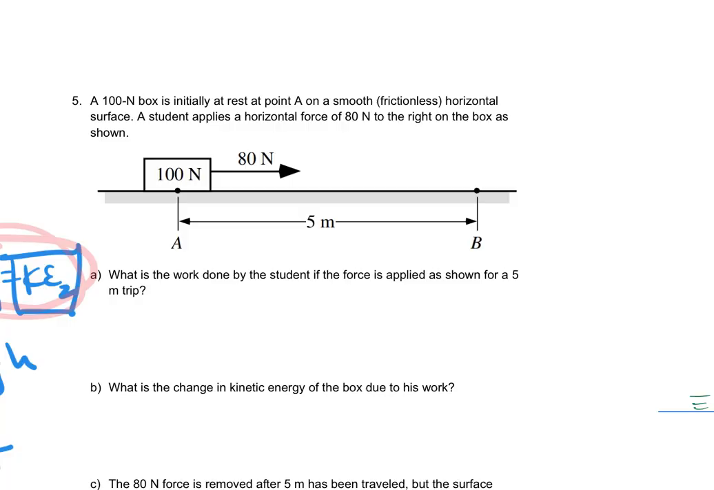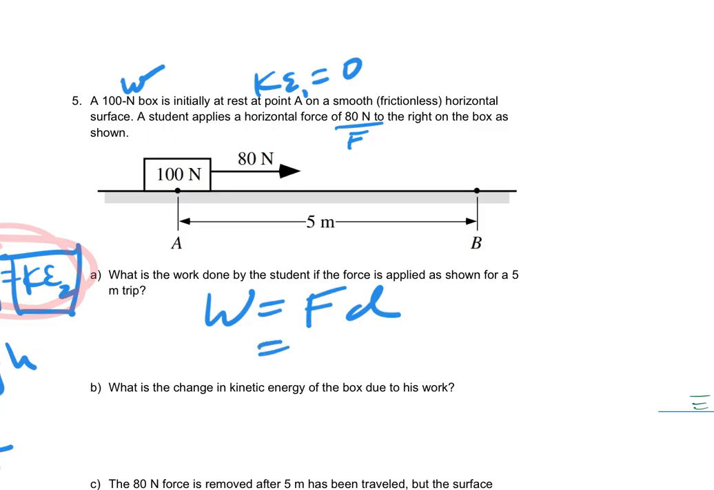Okay, so this one, 100 Newton box. That's the weight of the box. It's at rest, so KE initial is 0. Horizontal force, so that's just the force of push. What's the work done by a student if the force applied is shown for a 5-meter trip? Okay, work equals F times d. If you look at the first equation on the equation sheet, it's F delta x cosine of theta.